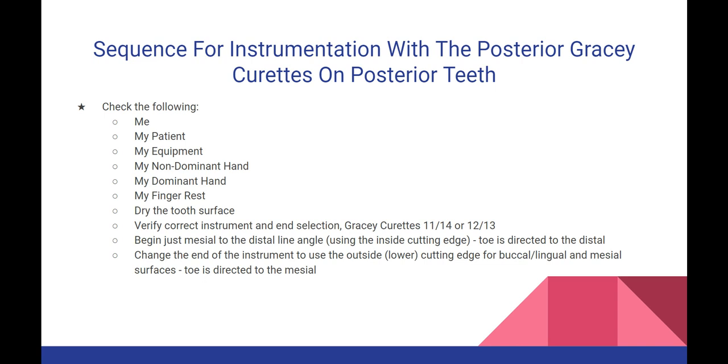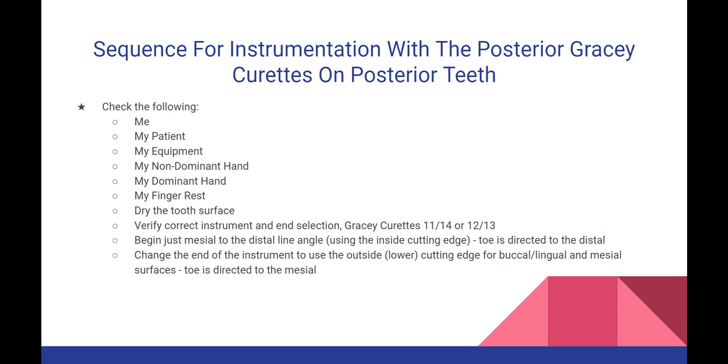Sequence for instrumentation with the posterior Gracey curettes on posterior teeth. You should be checking all of the following: me, my patient, my equipment, my non-dominant hand, my dominant hand, my finger rest. Dry the tooth surface, and verify correct instrument and end selection, either the Gracey 11/12 or 13/14.